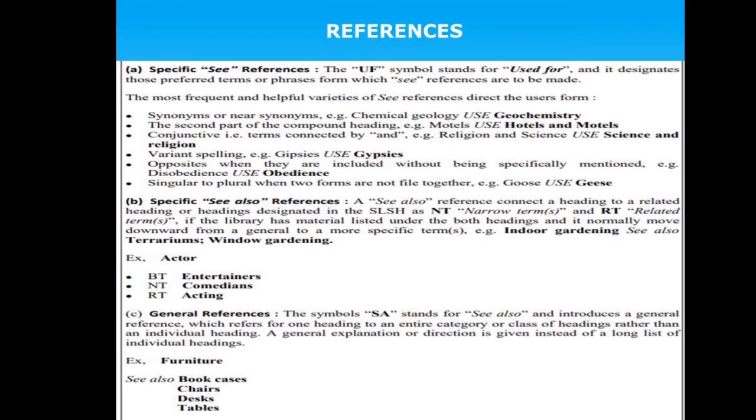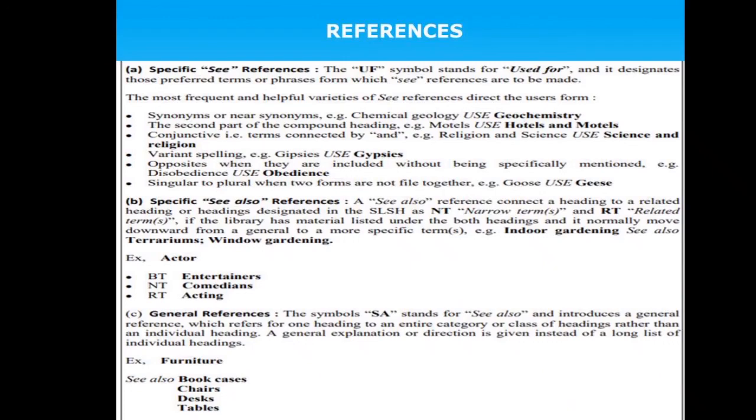They have a related heading or heading designated as NT and RT, that is narrower term and related terms. So what we call this is hierarchical and associative relationships, right? In case of an actor, what will be the broad term? Entertainers. Actors, what is the function? What is the main role? They are entertainers. Okay, so actor is a part of entertainer. And narrower term is comedians. So he is a comedy actor, narrower term. So what is the role? Related term to actor is acting, right? Okay, fine.